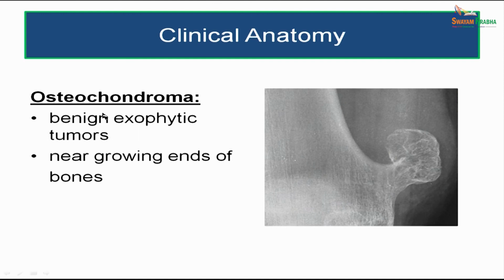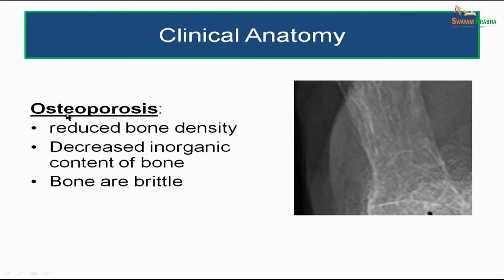The first one is osteochondroma. It is an exophytic tumor, meaning it is a tumor which grows out. So, it is exophytic, but it is benign, that means it is not a harmful tumor, and it is found near the growing ends of bones. Then we have the condition osteoporosis. As you can see here, the bone density is reduced. This happens because there is decrease in the inorganic content of bone. Therefore, bones are brittle and liable to getting broken.